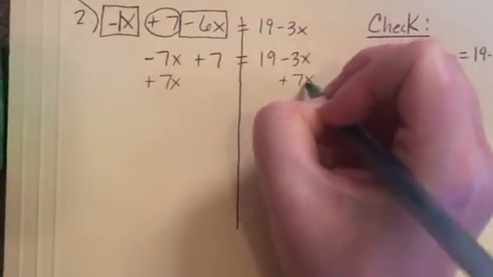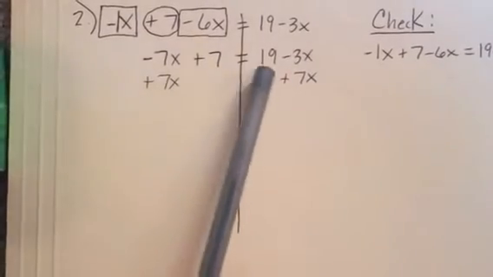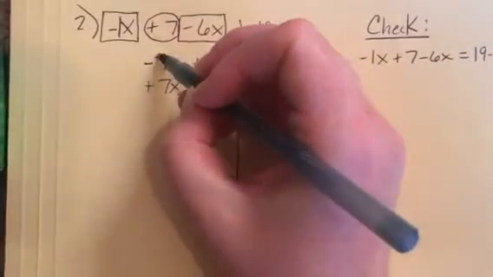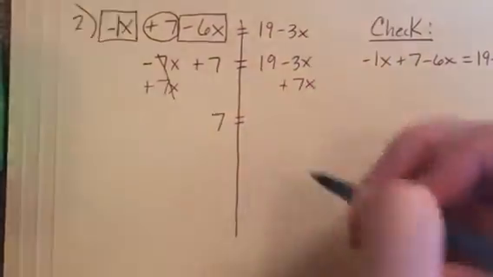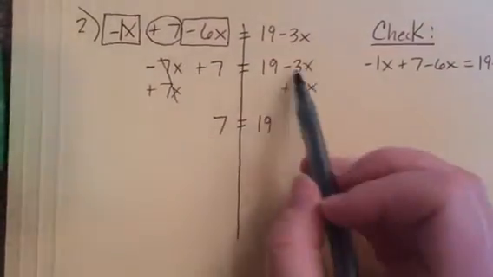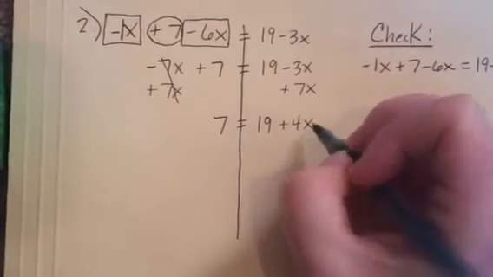I'm going to write that 7x right underneath my variable term so I don't accidentally confuse myself and try to combine that with one of my constants. So -7x plus 7x is 0, so all I have left is a +7. On the right side, I have 19. And then -3x plus 7x is +4x.